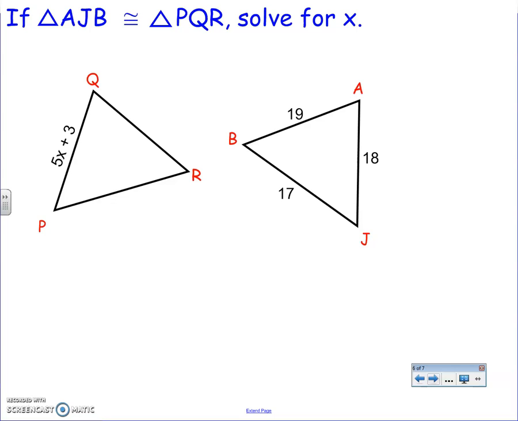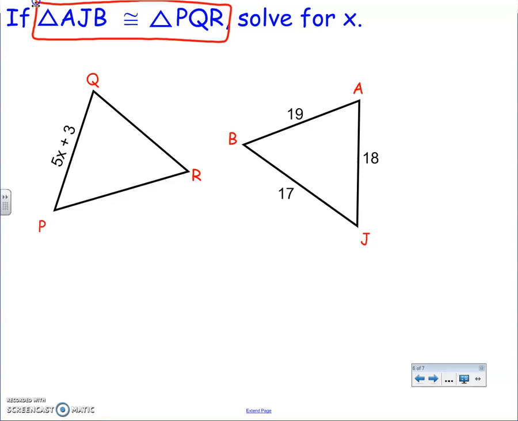Alright, this one a lot of kids get wrong. If triangle AJB is congruent to triangle PQR, solve for x. So notice we have one side on the left triangle and 3 sides on the right triangle. Which ones are equal? You can't just guess. You must write the equations. This is the key up here. We can write the 6 equations. There are 3 angle equations, first letter equals first letter, second equals second, third equals third, and there are 3 side equations.